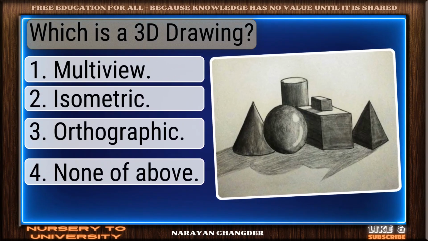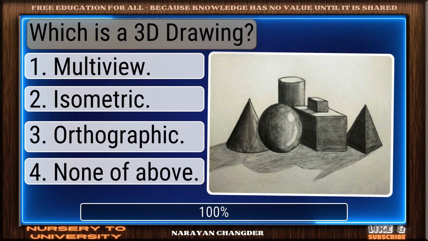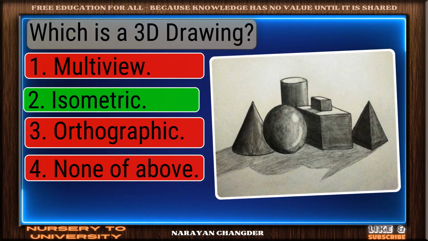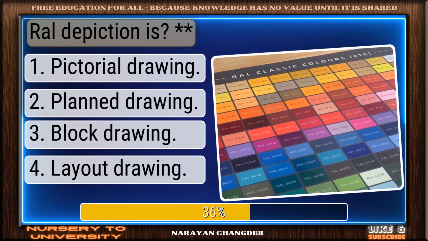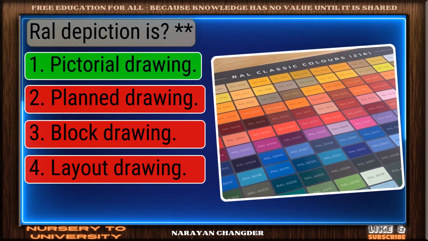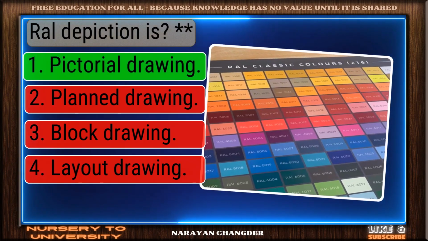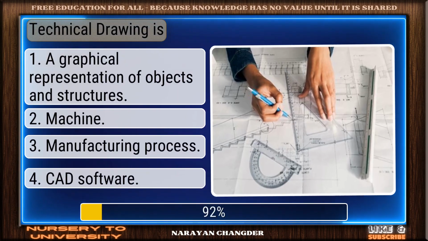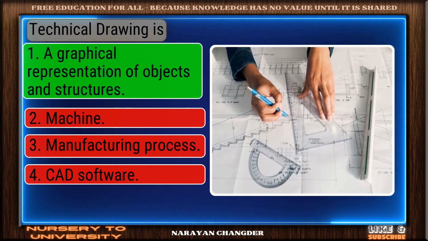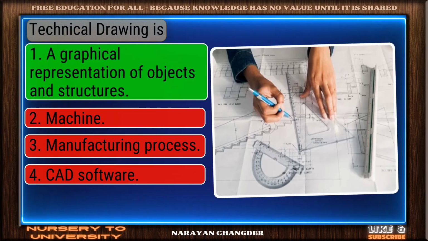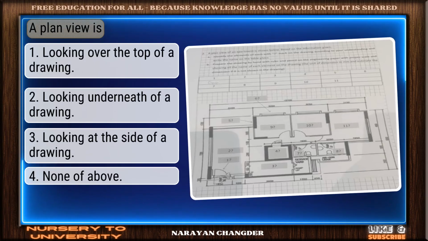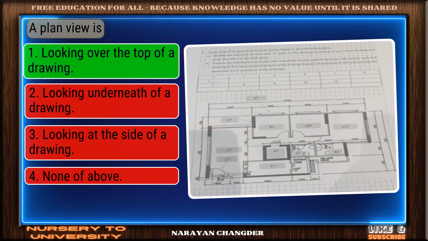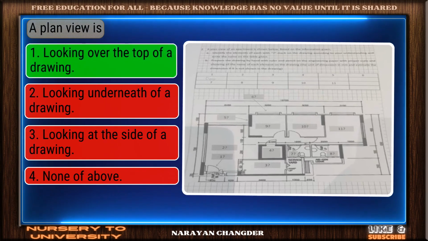Which is a 3D drawing? Exactly. Isometric makes sense, and it is the right choice. Pictorial depiction is. Excellent choice. Pictorial drawing is the right answer. Technical drawing is. Smart pick. A graphical representation of objects and structures is the correct choice. A plan view is. Good thinking. Looking over the top of a drawing is the right answer.